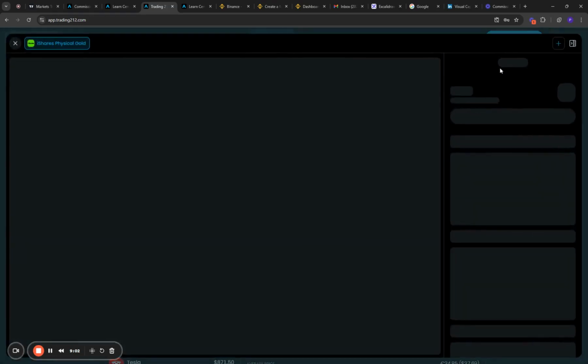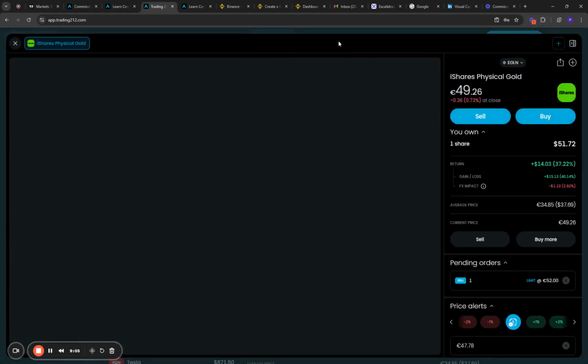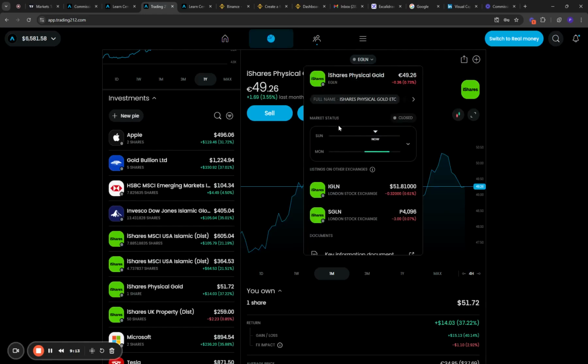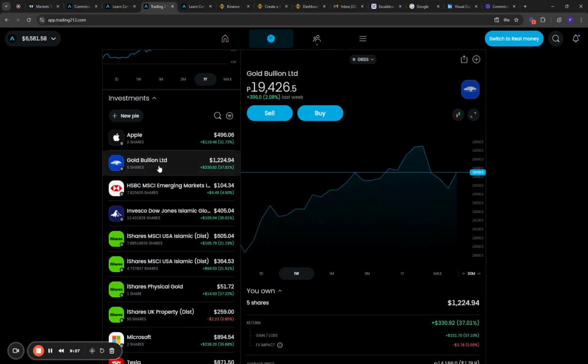You can also increase the view and do more analysis on the chart. Also, you see the market is not open right now because I'm recording on Sunday. Tomorrow at this time it will be open. Most orders will be satisfied while the market is open. This is the same, it's called Golden Bolton. The price is also in sterling, British pounds.